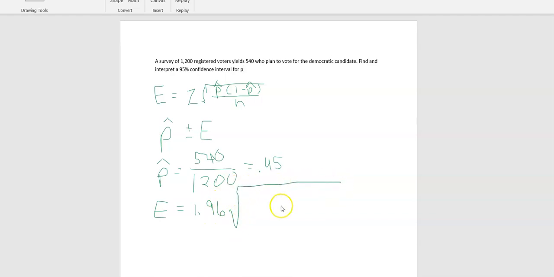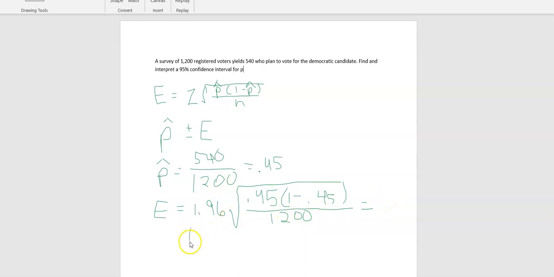We just got P hat. It was 0.45. And then we'll have 1 minus 0.45. And then our sample size is the total 1,200 voters who were surveyed.